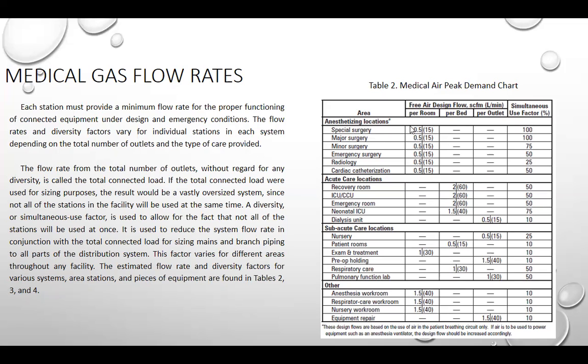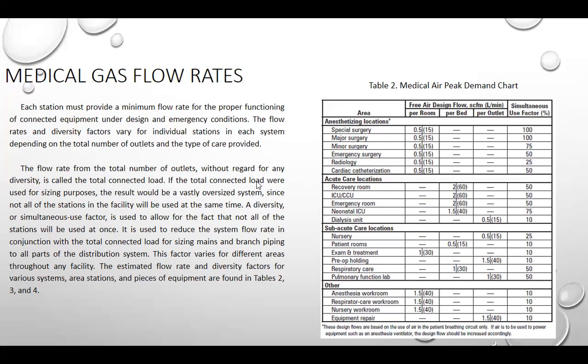you can see the page. The page is covered. This page here. Okay. So, the flow rates and diversity factor vary for individual stations in each system depending on the total number of outlets and type of care provided. The type of care and the area. Table 2. This is the medical gas. This is now for medical air.